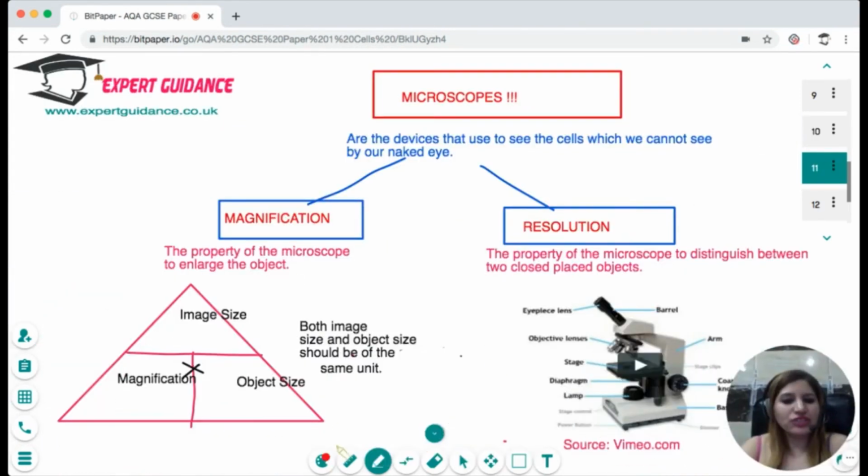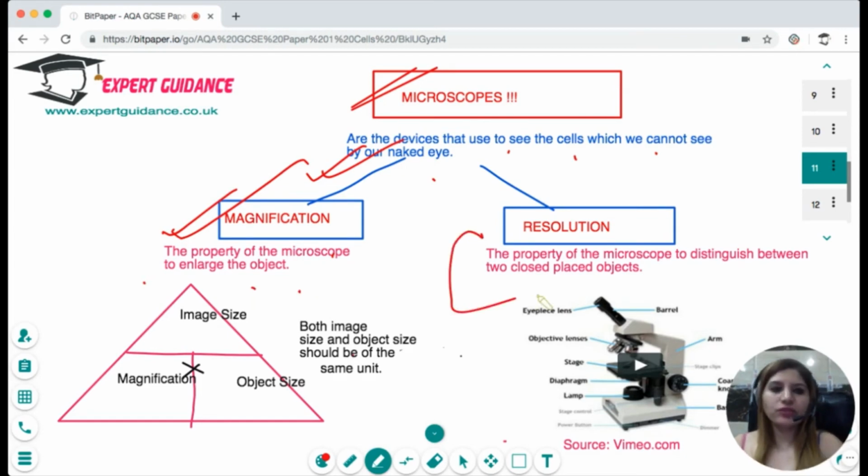Now the question comes in, the cells we cannot see by the naked eye. So we take the help of microscopes. Microscopes are the devices that are used to see the cells which we cannot see by our naked eye. There are two properties of the microscopes which are important, and you should know the definition of them. First is the magnification. Magnification is the property of the microscope to enlarge the object, and resolution is the property of the microscope to distinguish between two closely placed objects.